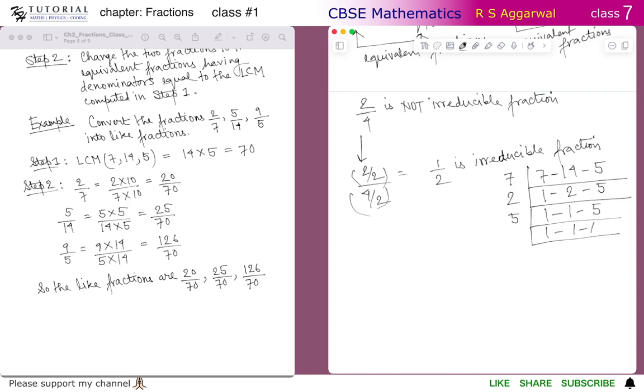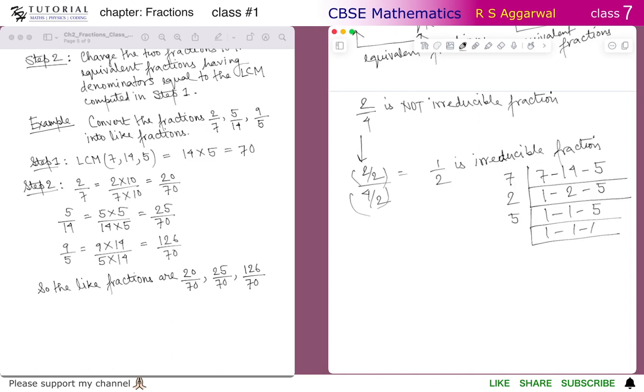Now you convert the given fractions into equivalent fractions where the denominator will be 70. So 2 by 7: what you do is multiply both the denominator and the numerator of the fraction 2 by 7 so that the denominator becomes 70. Now what was 70? 70 was the LCM of all the denominators of the given fractions. To make the denominator 70, we have to multiply by 10. So we multiply both numerator and denominator by 10, which becomes 20 by 70. So 2 by 7, its equivalent fraction becomes 20 by 70.